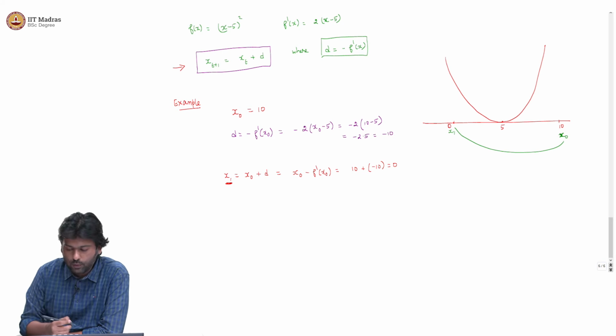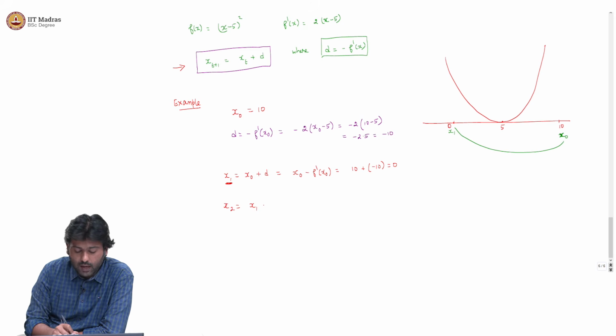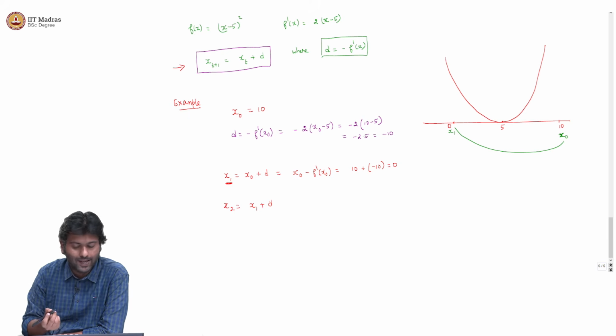Now, we are going to continue and then try to understand what is going to be x2, right. So, x2, how do you get x2? Well, you start with x1 and then you add the d corresponding to x1, right. So, it is not the same d, we know the d is a function of x itself.